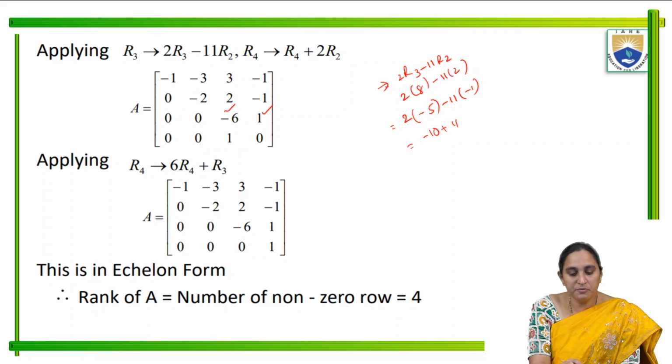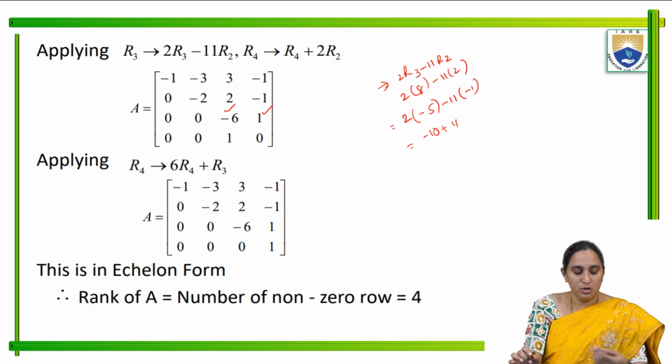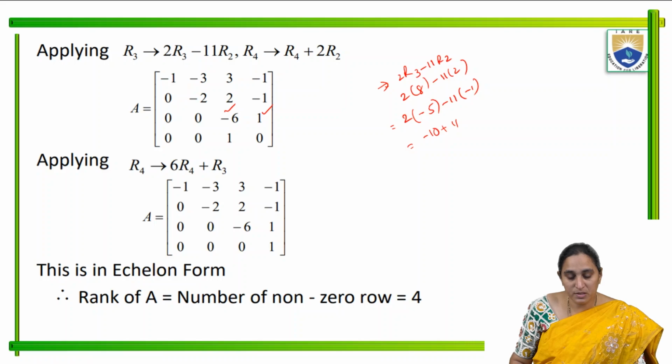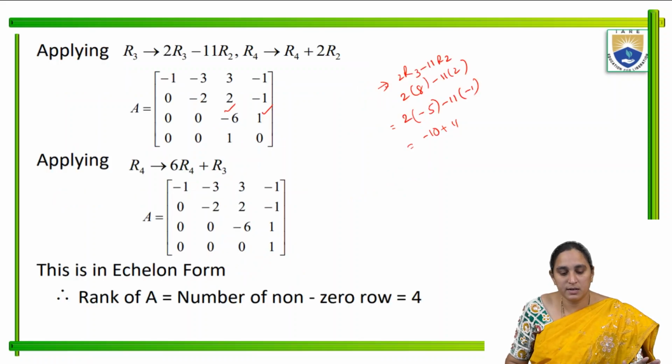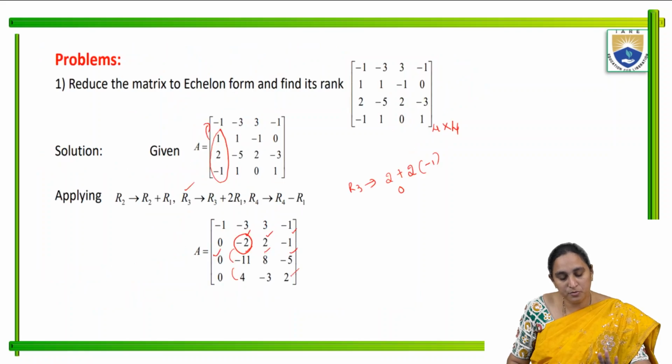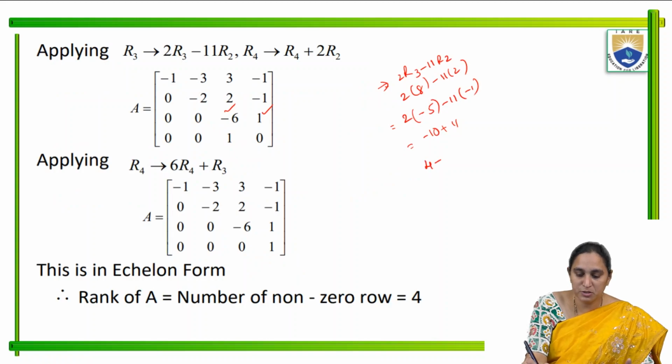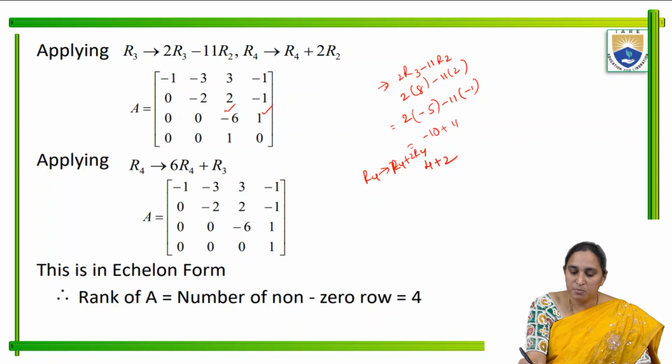Next, similarly, for the same column, with respect to R2, I'll make the R4 elements zeros. For that, I'm using the row operation R4 tends to R4 plus 2R2. What about the R4 first element? Directly 0, and the R2 first element is 0, therefore the first element is directly 0. And the R4 second element: 4 plus 2 into the R2 element.